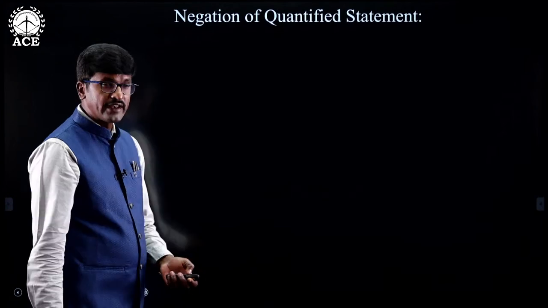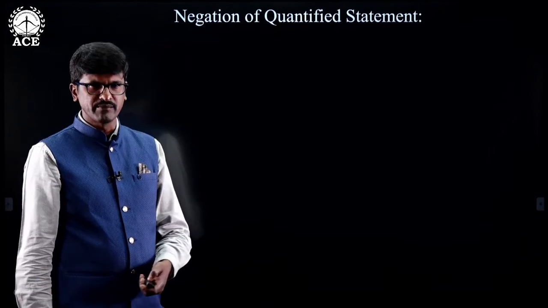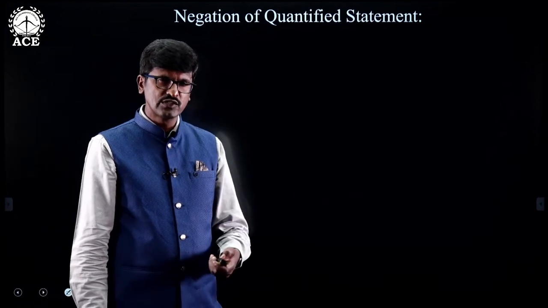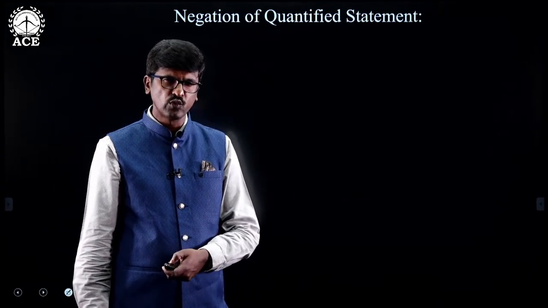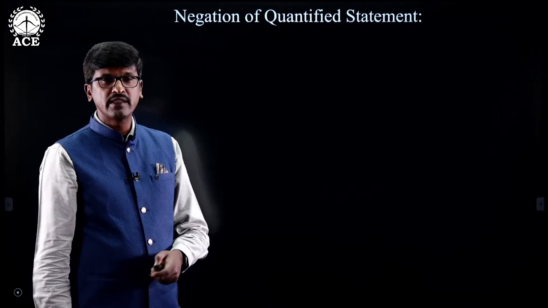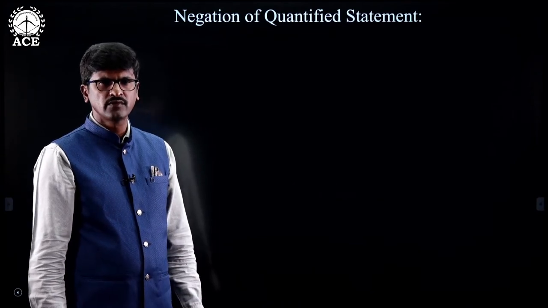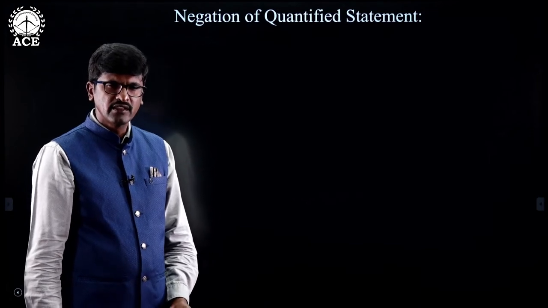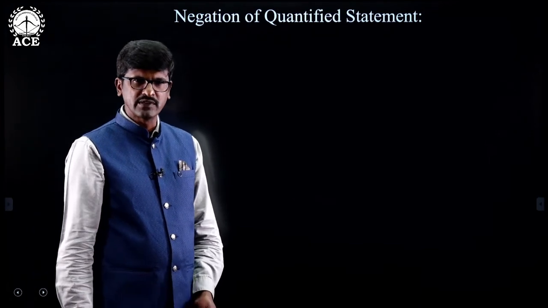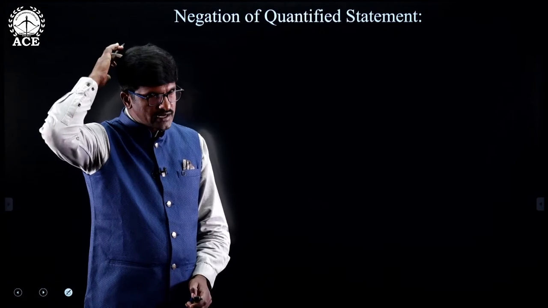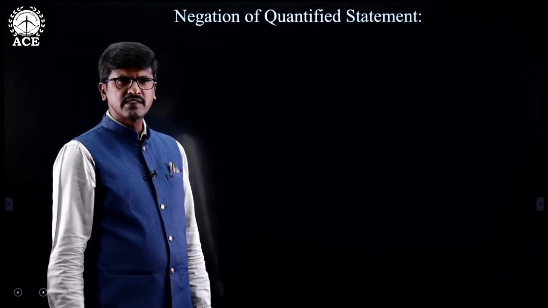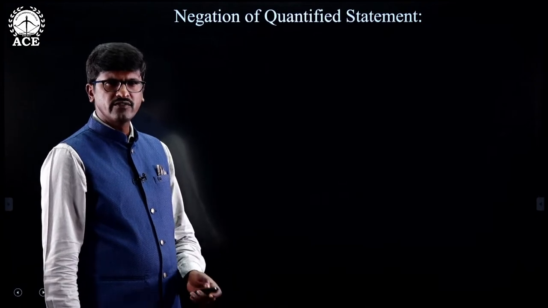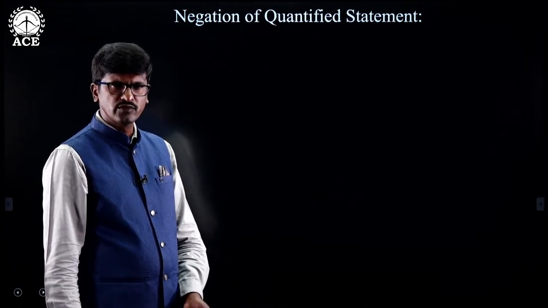Now we'll see the negation of the quantified statement. If you want to find out the negation of the statements which we have discussed in the video lecture 1, you have to replace AND connective with OR connective, tautology with contradiction, then you will be getting the negation of any compound statement. So the negation of the compound statement is obtained by replacing AND connective with OR connective, vice versa, and tautology with contradiction and vice versa.